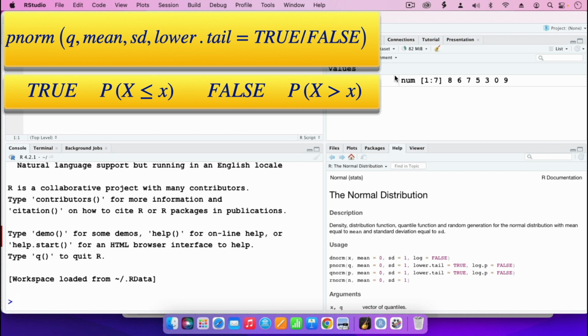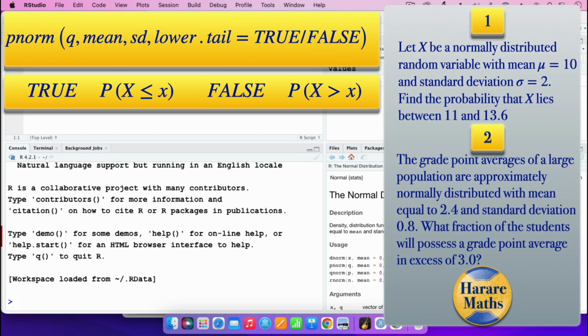So in this tutorial, we're going to look at the problems which are appearing on the right there. So I'll start with number 1. Let X be a normally distributed random variable with mean mu equals 10 and standard deviation sigma equals 2. We will find the probability that X lies between 11 and 13.6.